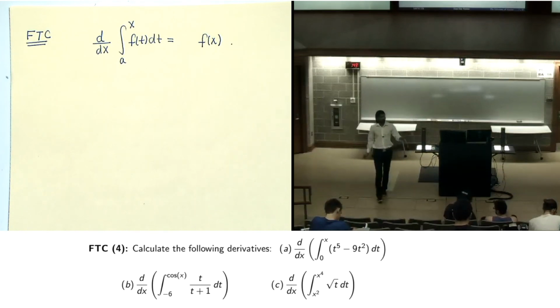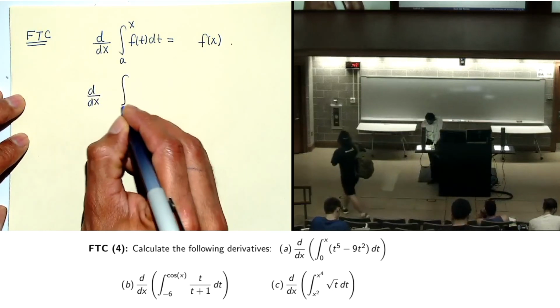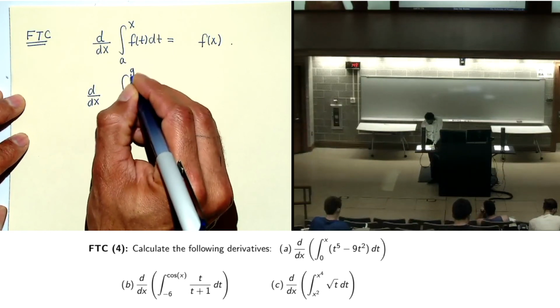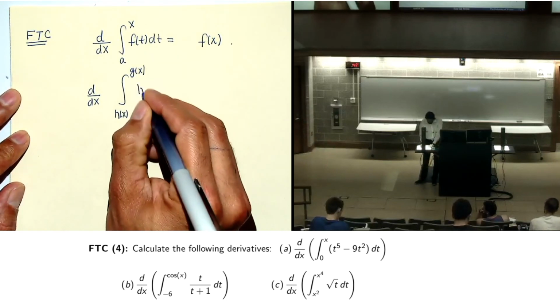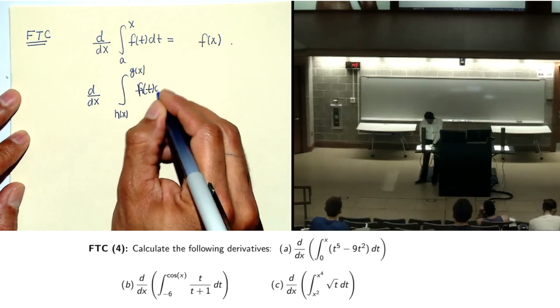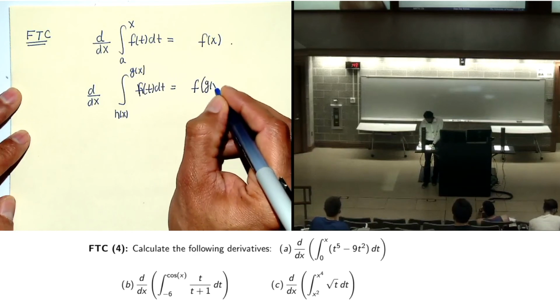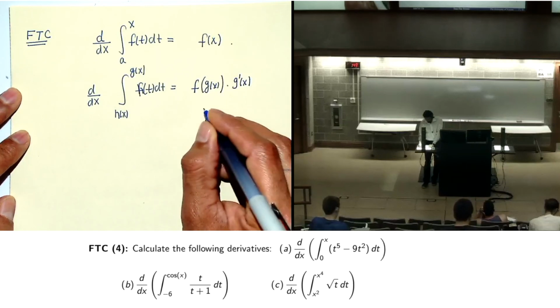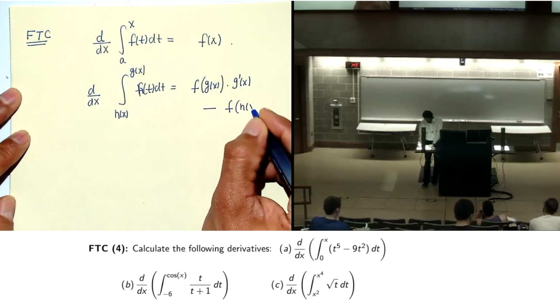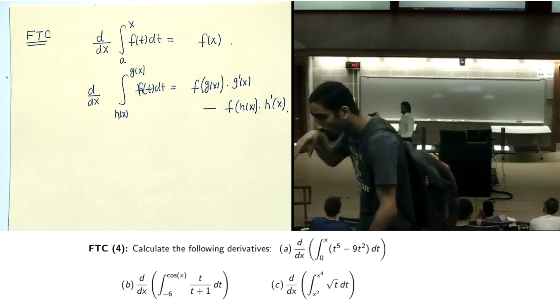Then I'm going to write down the general form of the fundamental theorem of calculus. If you have a function h(x) and a function g(x) instead of a linear function in the limits, and you are computing the integral of f(t) dt, this one is a chain rule. The function g goes inside f, and you multiply by the derivative of g, minus the lower limit: you plug the lower limit into the integrand and multiply by the derivative of the lower limit. These are the two forms of the fundamental theorem of calculus.